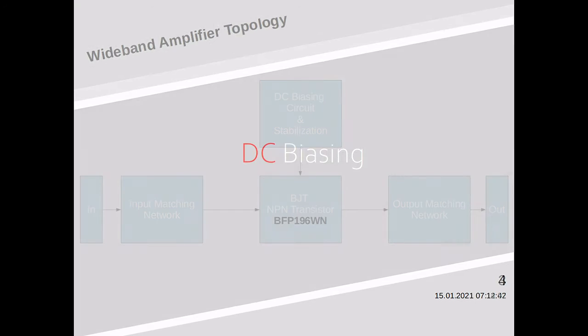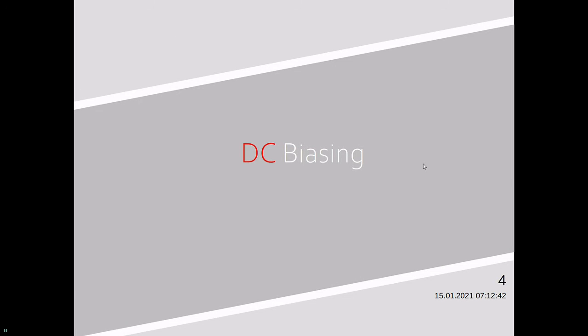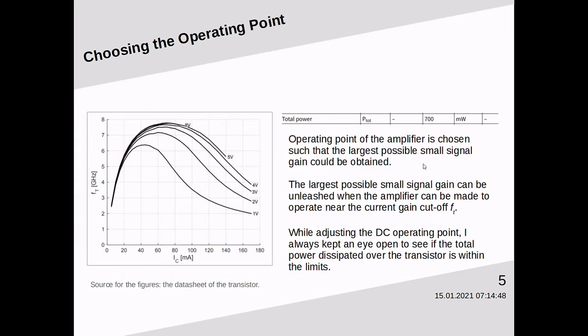Now continuing with the DC biasing circuit. DC operating point is chosen to ensure that a high gain was available at the output. We can find this point by referring to the current cutoff plot given in the datasheet.